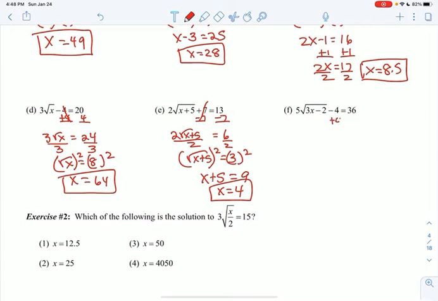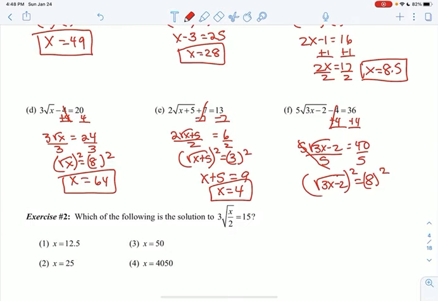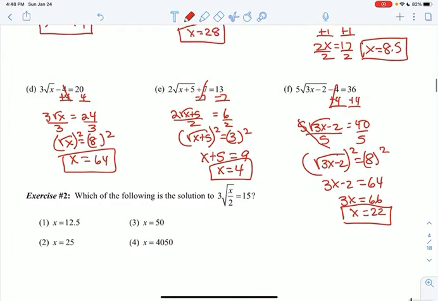And F, I'm going to add 4. And I have 5, radical 3x minus 2 equals 40. Divide by 5, and I finally have the radical by itself. So now I can square it. Squaring it, the radical disappears, and I'll add 2, and I will divide by 3. All right, so those weren't too bad. Those are kind of easy and fun to do.